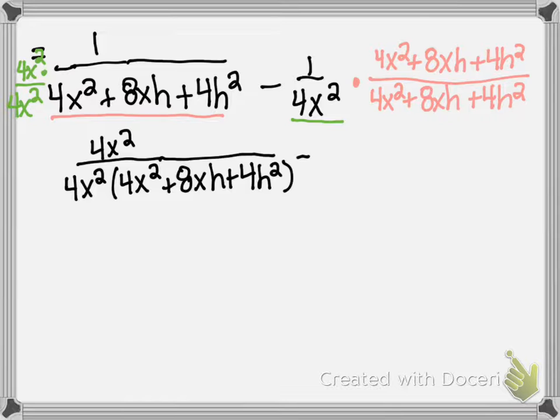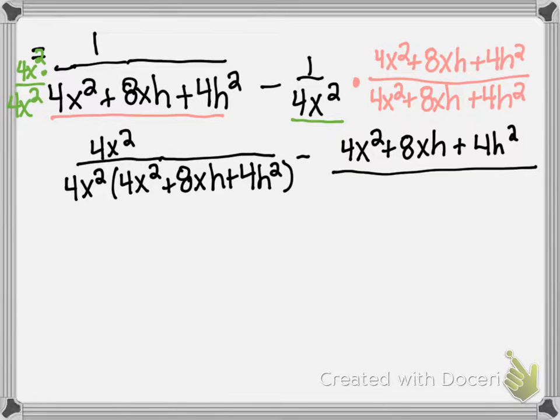Minus, and this whole problem is being subtracted. So I have 4x squared plus 8xh plus 4h squared. And again, that's going to be all over 4x squared times 4x squared plus 8xh plus 4h squared. Okay?